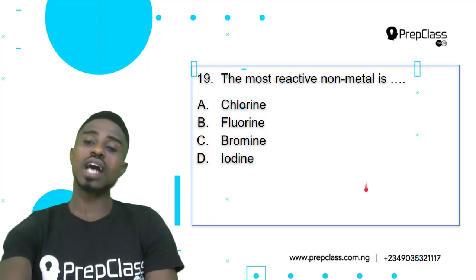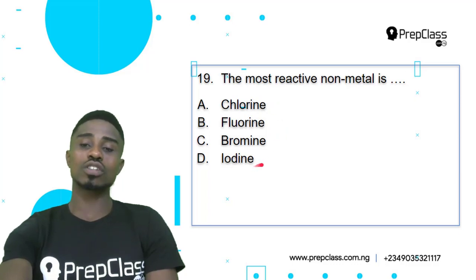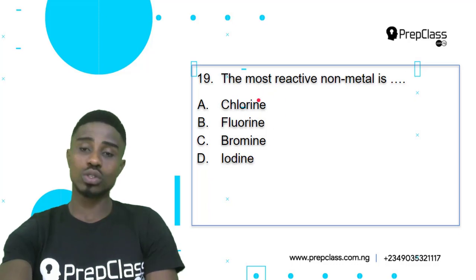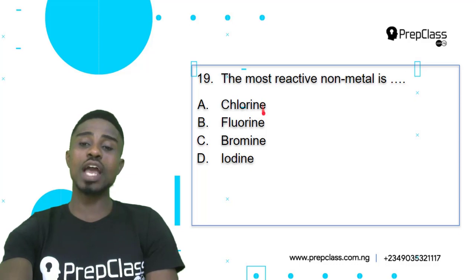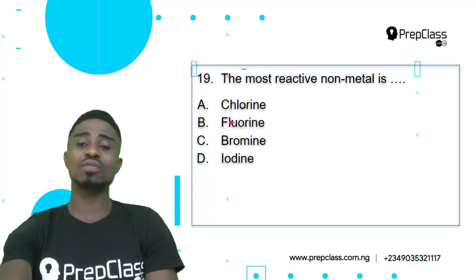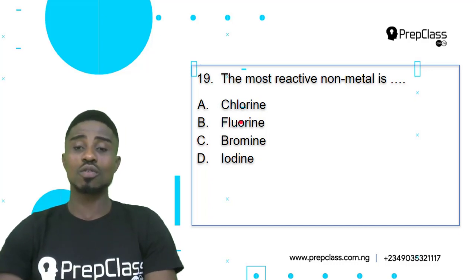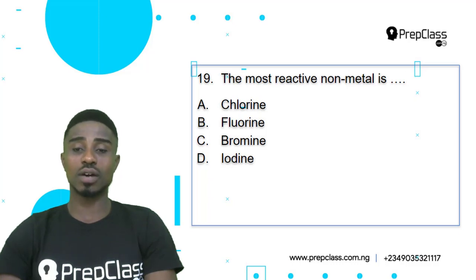Now, all of these are nonmetals, and we call them the halogens because they react with metals to form salts. That's why we call them the halogens. And in arranging them in their level of reactivity, it will be fluorine, chlorine, bromine, then iodine. So fluorine is the most reactive non-metal. Fluorine is actually the most reactive non-metal.